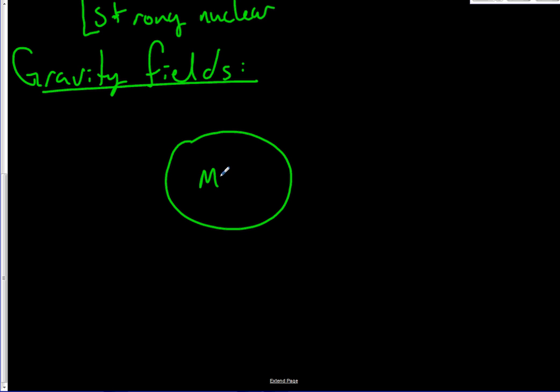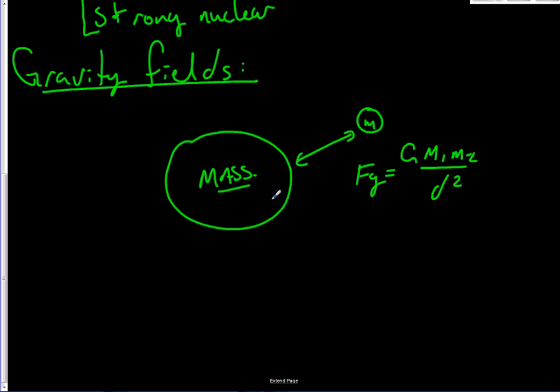Say we have a mass, and it could be a planet, or it could just be really anything. What ends up happening is between these two, there exists an attractive force, which we call the force of gravity. And it turns out that Newton was able to figure out that that obeys an inverse square relationship. And we've talked about inverse square relationships before.